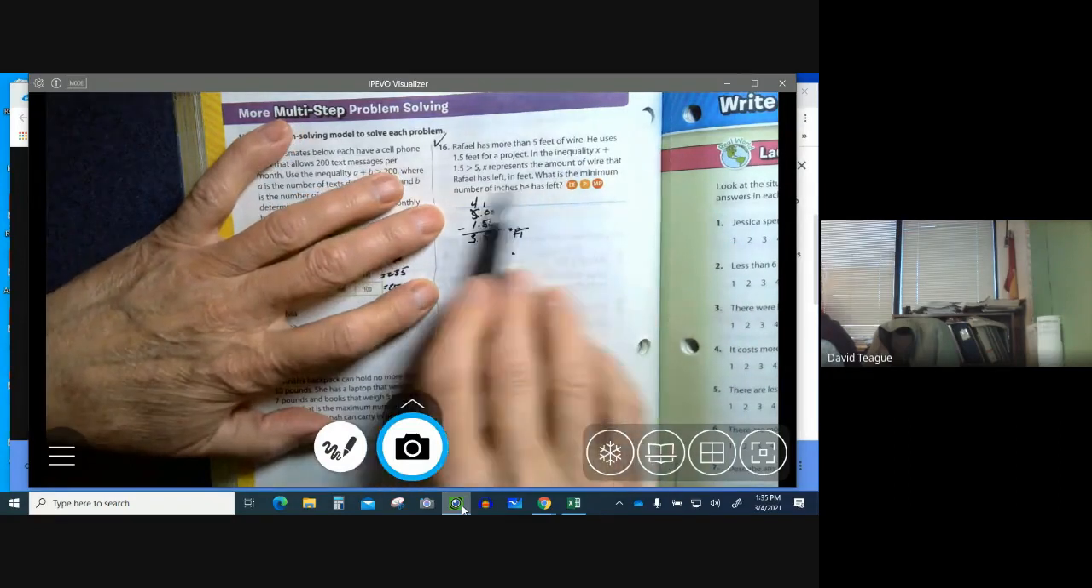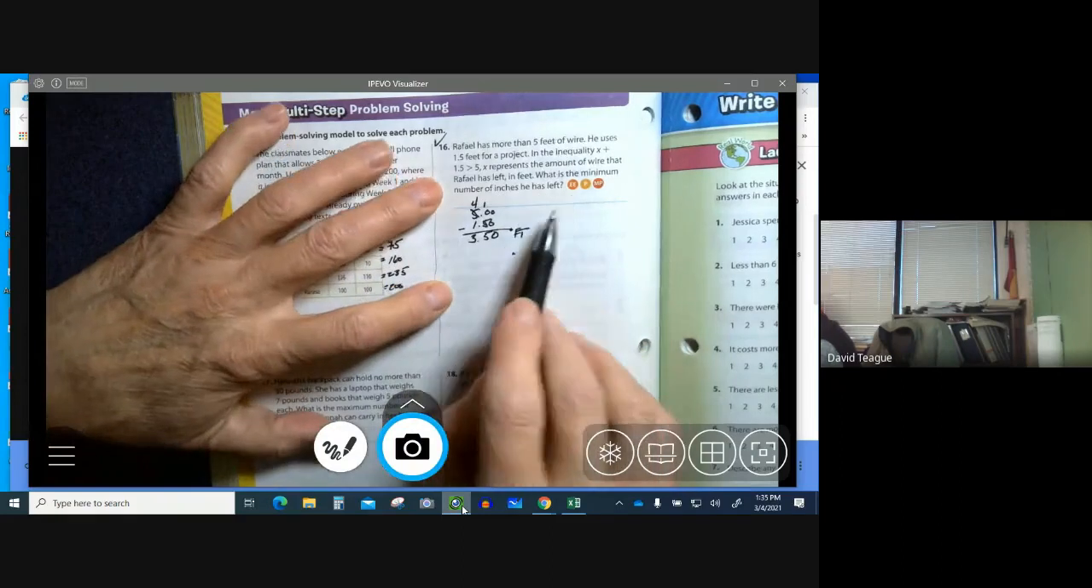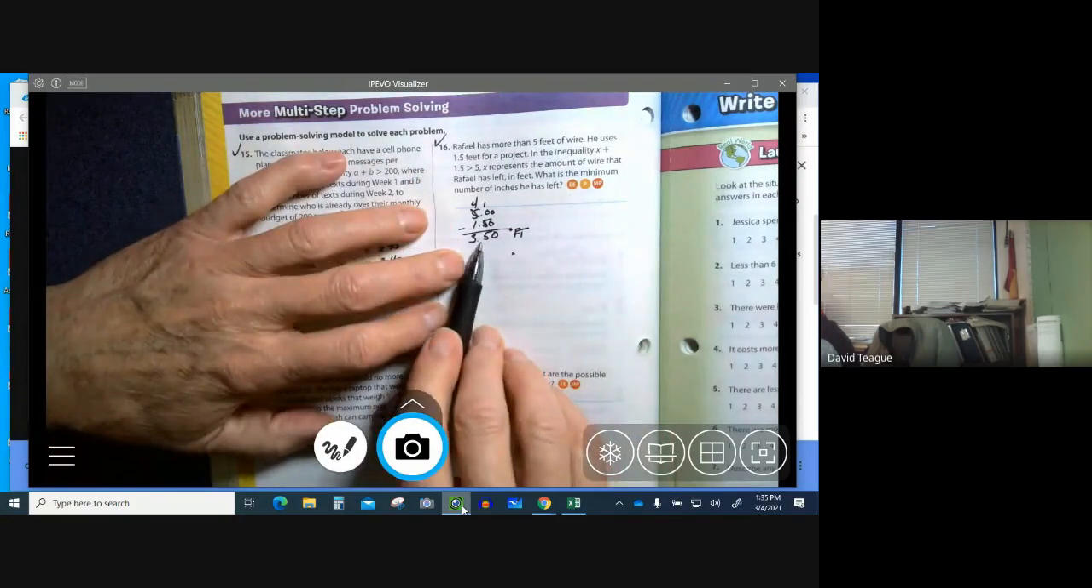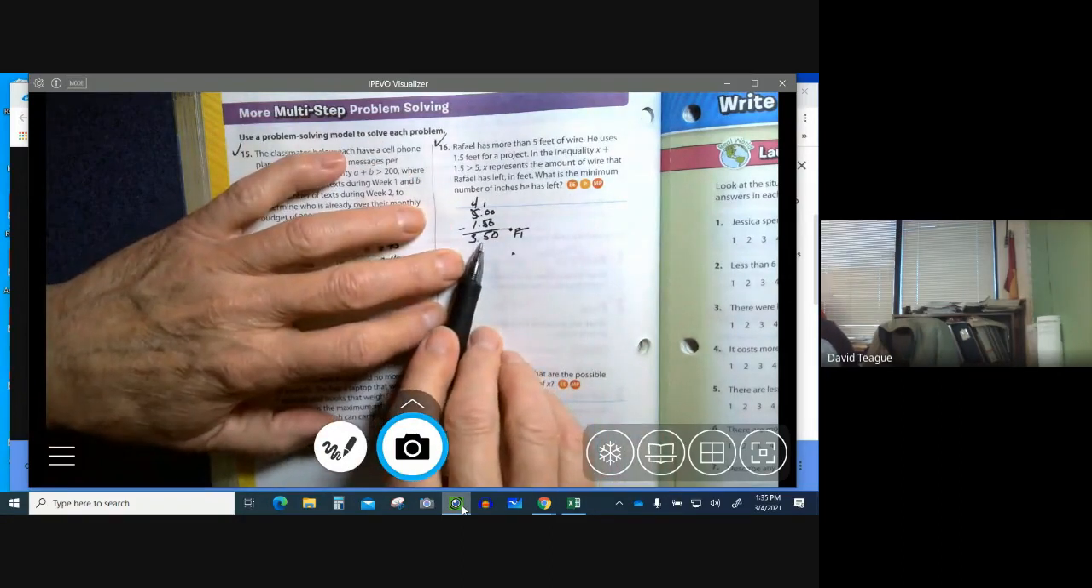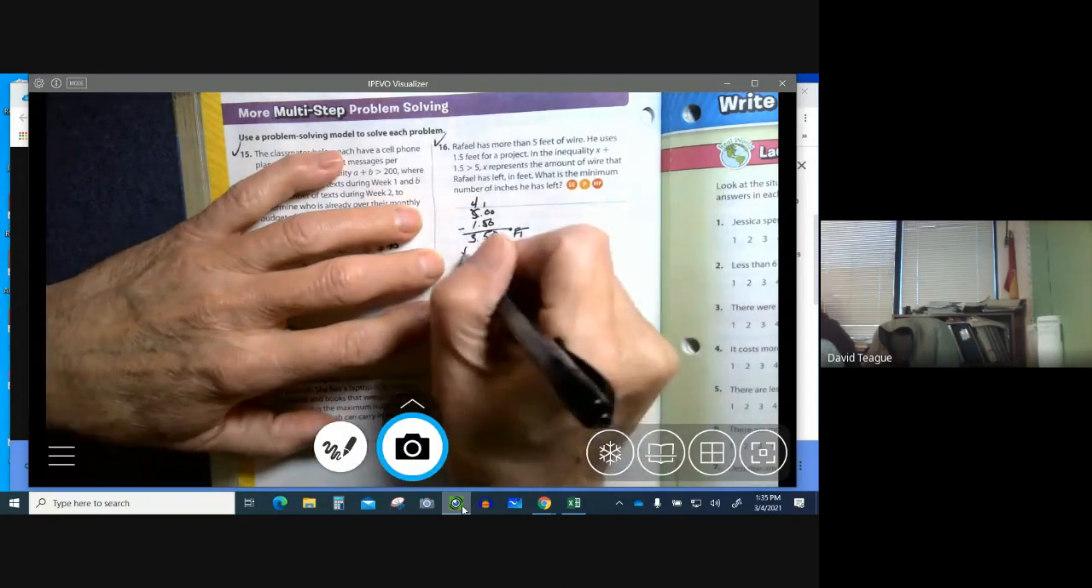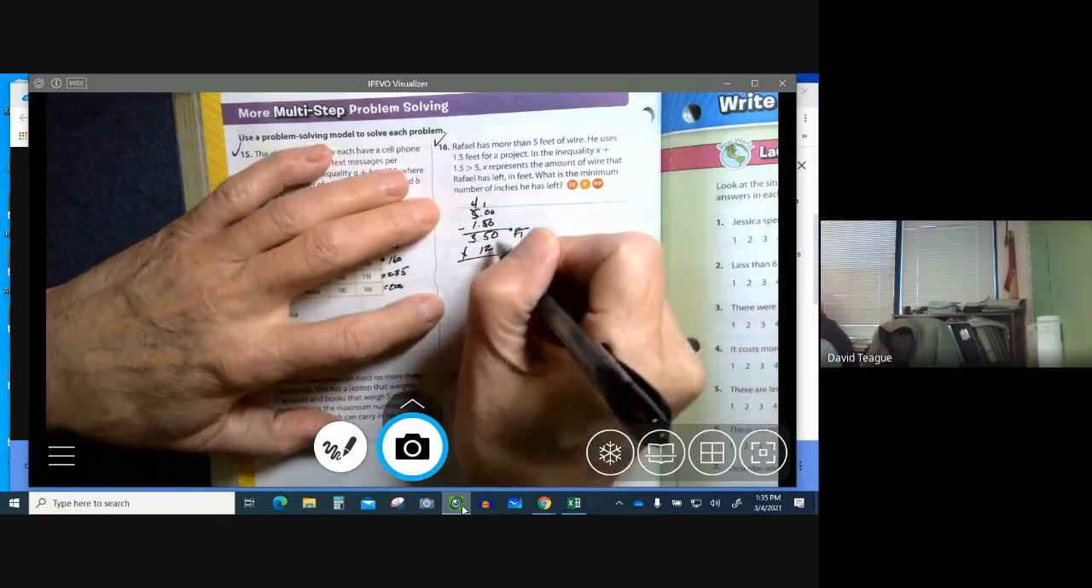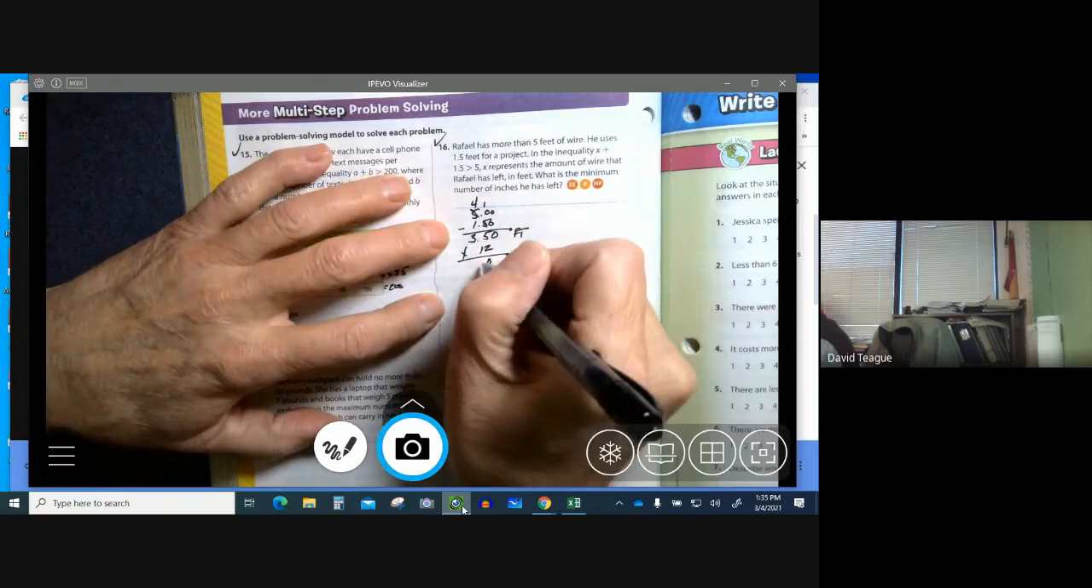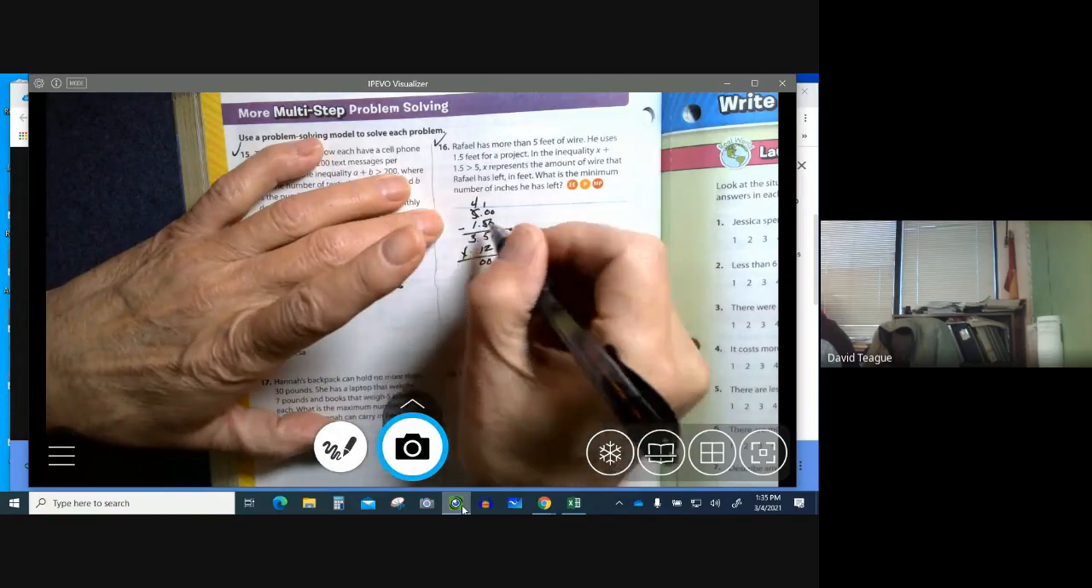But it says, what is the minimum number of inches he has left? So we have to convert this to inches. So how many inches in a foot? 12. So we're going to multiply this times 12. 2 times 0 is 0. 2 times 5 is 10. Carry the 1. 2 times 3 is 6.